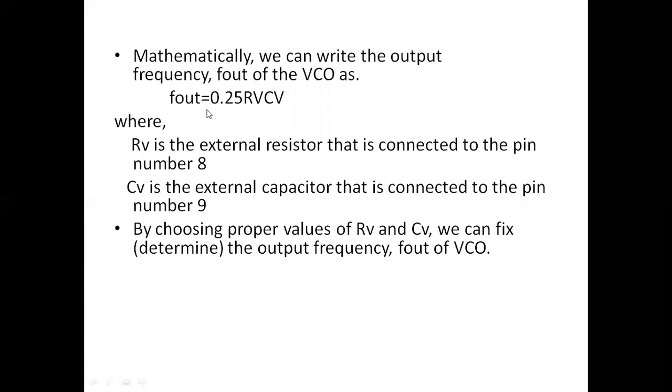Next, we have a constant frequency at the VCO that is represented as F0. F0 is equal to 0.25 by RV into CV, where RV is the external resistor which is connected to pin number 8, and CV is the external capacitor which is connected to pin number 9. Depending on these components, we can fix the value of the frequency at the VCO.